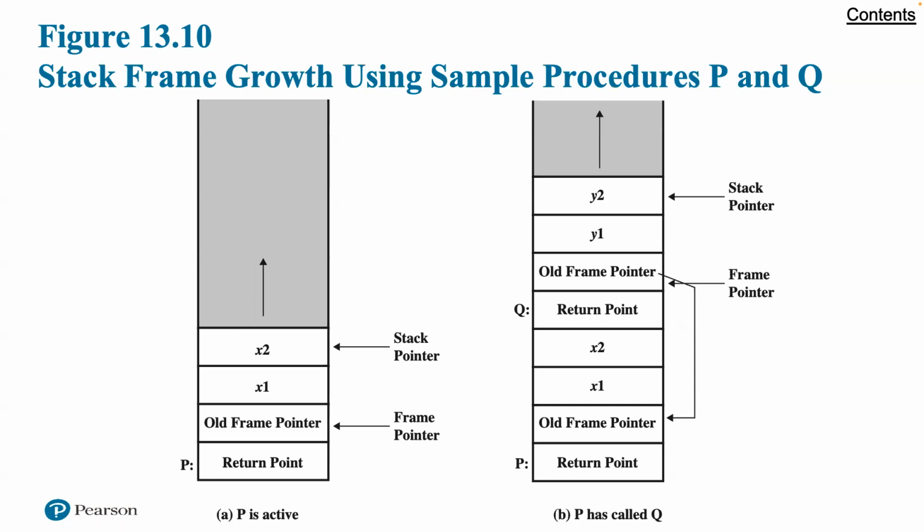The example refers to a procedure P in which the local variables x1 and x2 are declared, and procedure Q, which P can call, and in which the local variables y1 and y2 are declared. In this figure, the return point for each procedure is the first item stored in the corresponding stack frame. Next is stored a pointer to the beginning of the previous frame. This is needed if the number or length of parameters to be stacked is variable.